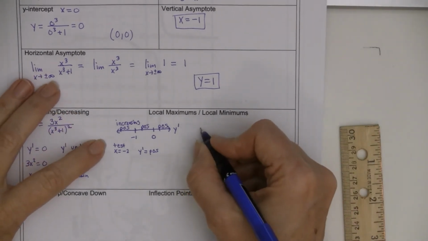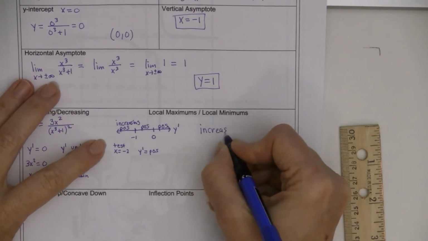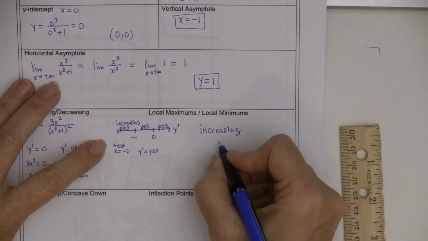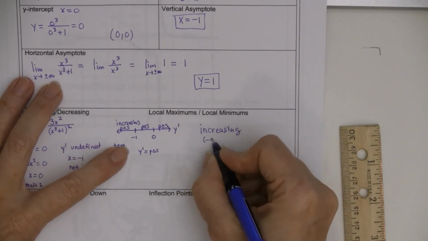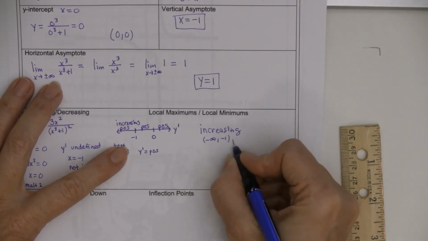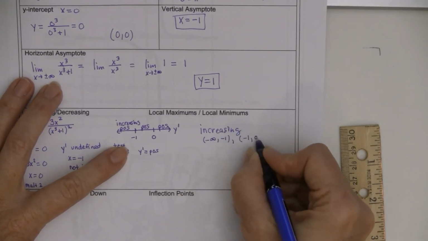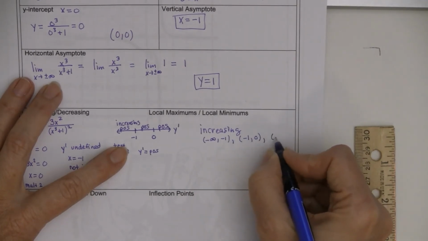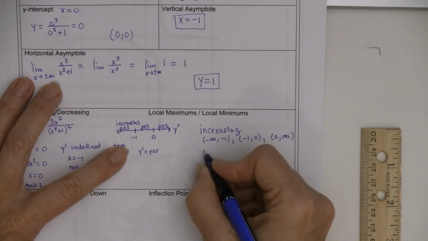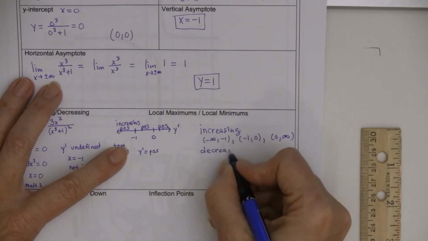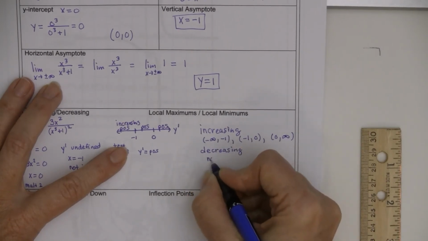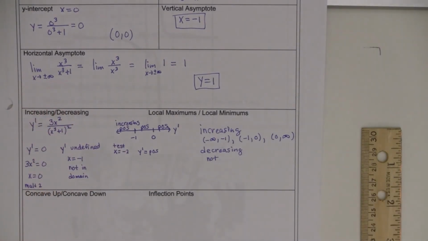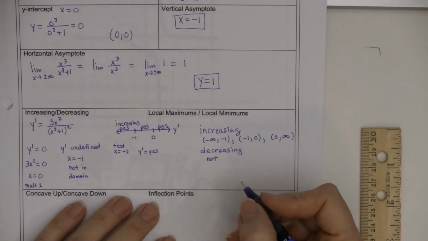So they asked us where it's increasing. And it's increasing from negative infinity to negative 1, and also from negative 1, I told you your book uses a comma, to 0, and also from 0 to infinity. And decreasing, they wanted me to say that too, and it's not decreasing. If I had a line, an underline for you to put increasing and decreasing, it seemed like a good idea just to say not or never or whatever have you, just so that people know that you didn't just not answer the question.